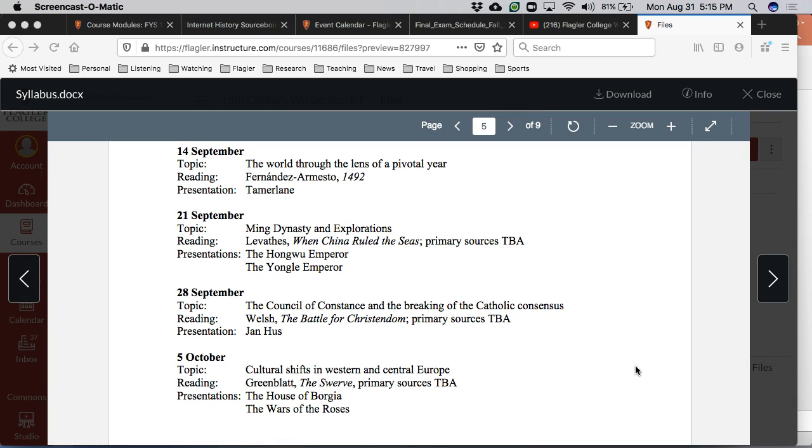But Jan Hus was not thrown out of a window. He was burned at the stake. And there's a big monument to him in the town square in Prague. So hopefully someone will be interested in giving a presentation on him. He's really interesting.